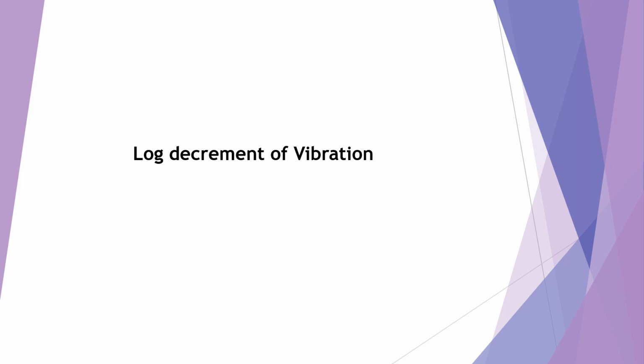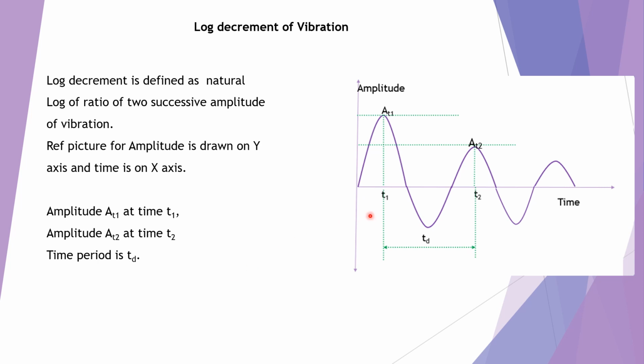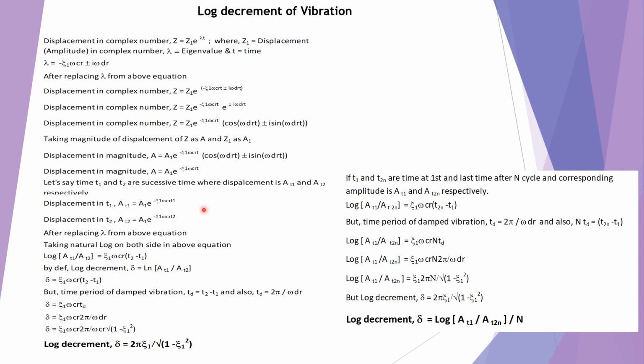Now log decrement. Let us understand the log decrement. This is an amplitude versus time graph. X-axis is time, y-axis is amplitude. At time t1 we have amplitude AT1, at time t2 it is AT2, and these are successive. By definition, log decrement is the natural log of the ratio of two successive amplitudes, and the time period is TD. So let us derive this.